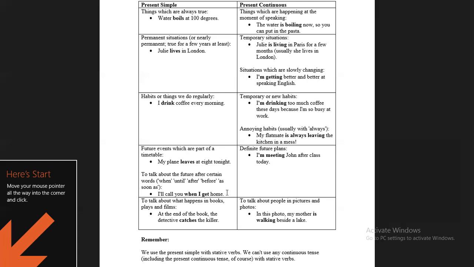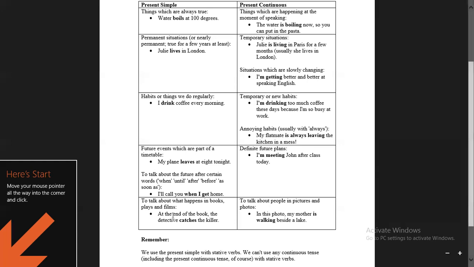Let's go to the present continuous. We use it with future plans, but they are definite. I'm sure they are going to happen. Like I'm meeting John after class today. I called John, I arranged this meeting with him, so I'm sure of this plan, so I'm going to use the present continuous. But in the present simple, it's a timetable, like the airport schedules, the school schedules, the club schedules.